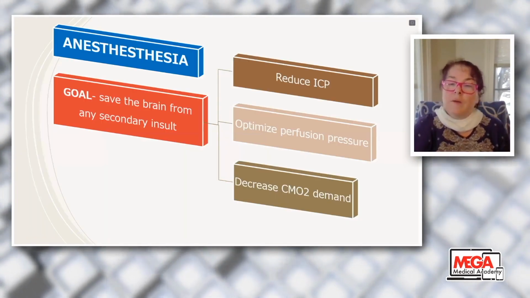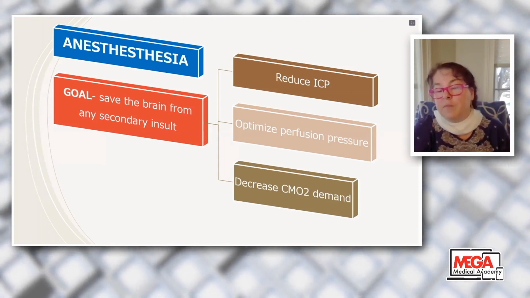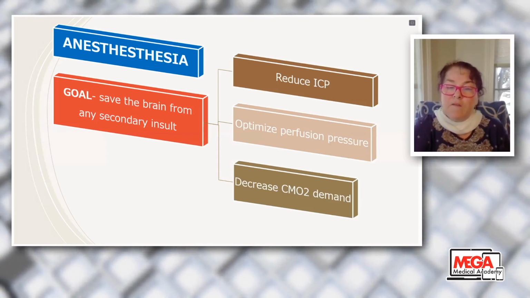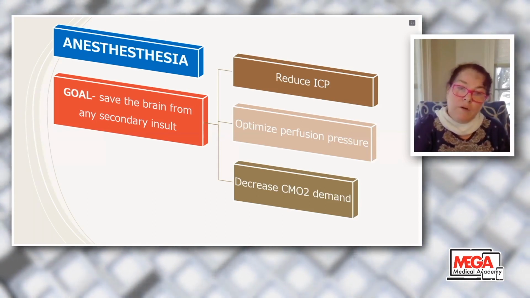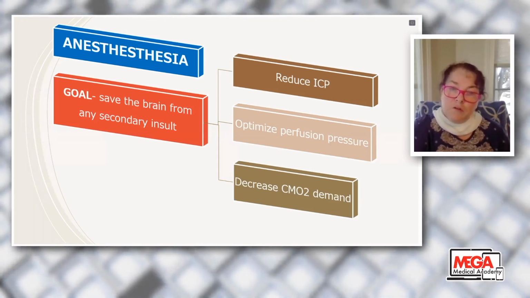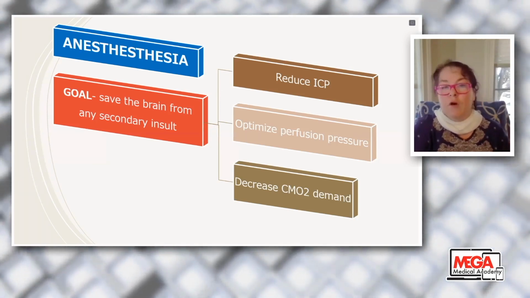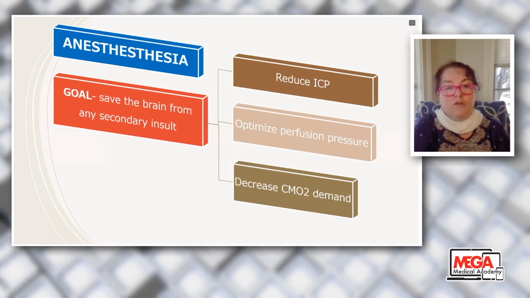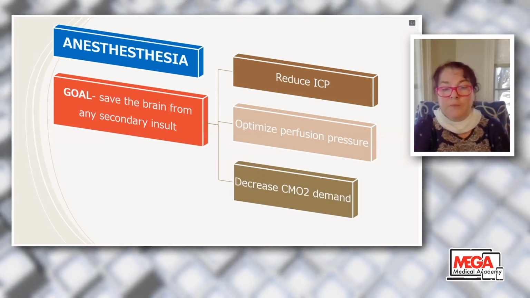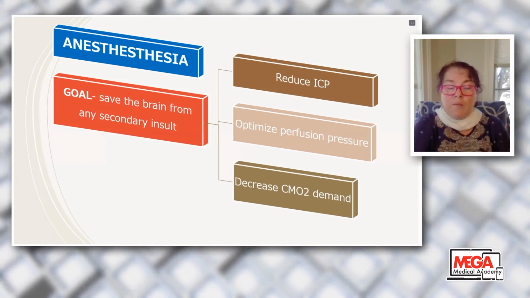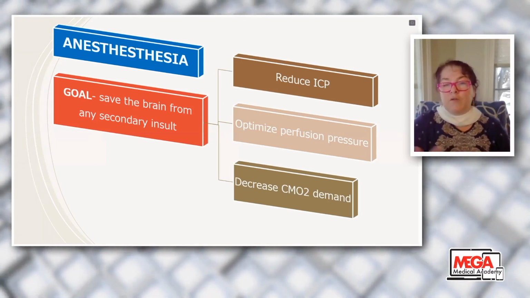So now I'm going to talk a little bit about the anesthesia for these procedures. The biggest goal of anesthesia is to save the brain from any secondary insult. It's already being insulted because you're doing surgery, and we want to keep it from having some other insult during our anesthesia. So we want to reduce our ICP, or intracranial pressure. We want to optimize our perfusion pressure and decrease our metabolic rate of oxygen consumption, or the oxygen demand.